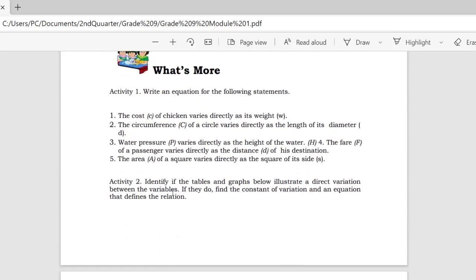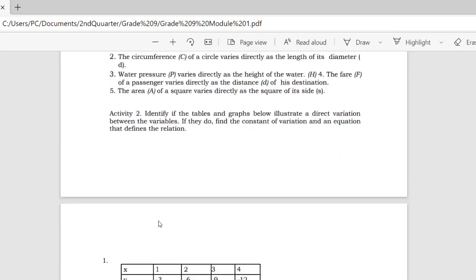The letters, the same process as here. You have C and D. Here there is P and H. There is also F and D. And here there is A and S. Okay, that's it. Activity 2.